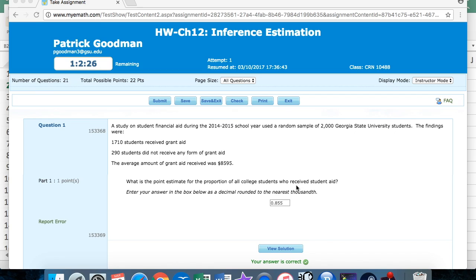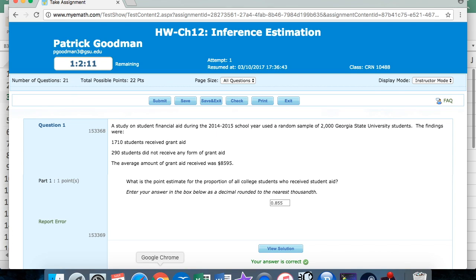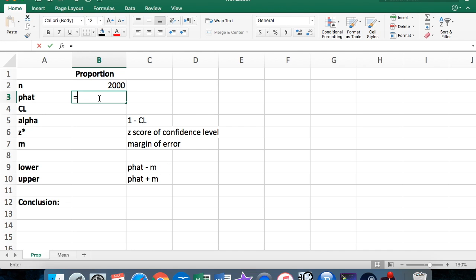Okay, so how many students received financial aid? It says 1710 students received grant aid. So if we're looking for our p hat, they say there's 2,000 students total. And 1710 received grant aid, right? So that's what we want. So in other words, your p hat, 1710, this is what you want, divided by your total.